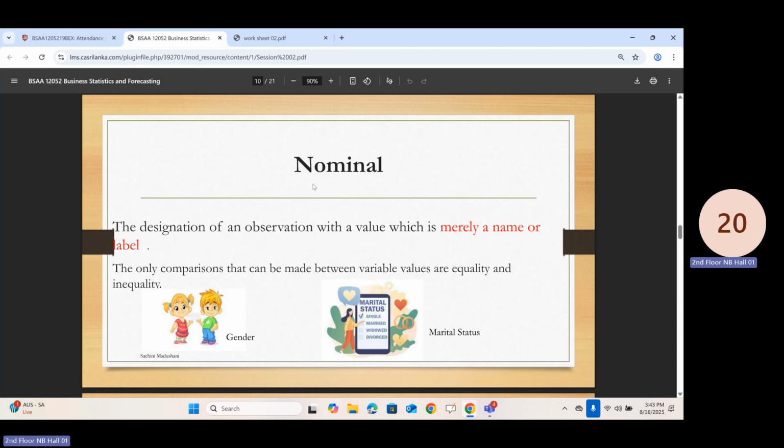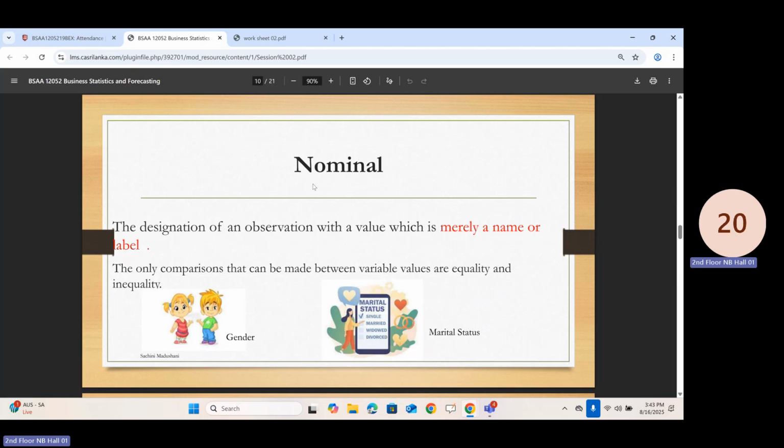Nominal scale variables can only be labeled. Take the example gender. Gender is a qualitative variable. These responses we can only label. This person is a male. This person is a female. Only we can label it. Otherwise, we cannot do anything using this information. It's clear. Label it. Another thing, we can get the count of each category.